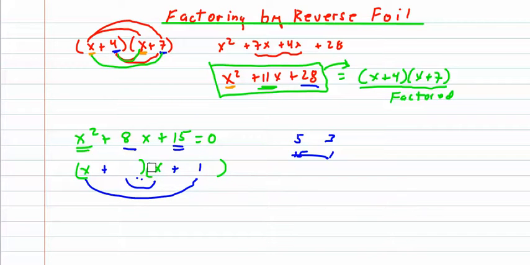So we'll erase the 15, erase the 1, and we'll try the 5 and the 3. 5x plus 3x gives me 8x. 5x plus the 3x, 5 plus 3 is 8. That's what I wanted. This is my answer. All right.